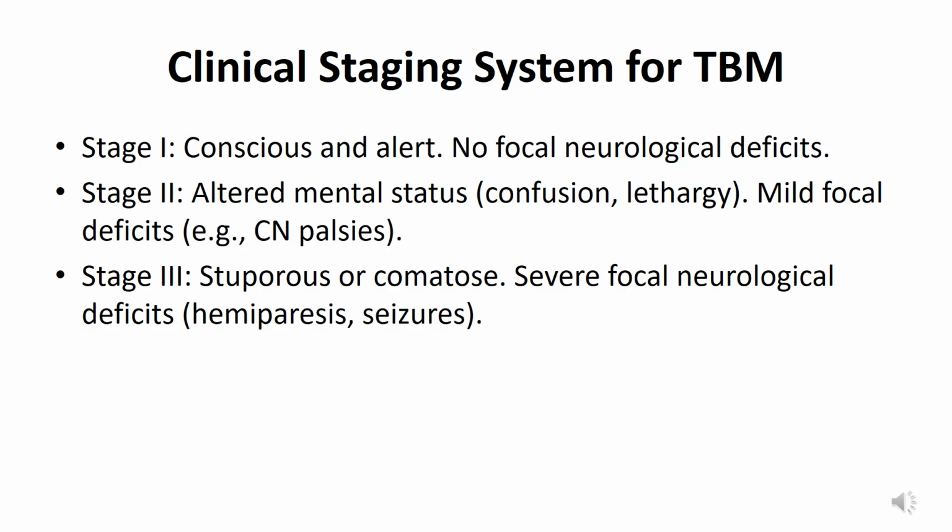In summary, Stage 1 patients are conscious and neurologically intact. Stage 2 patients develop altered mental status and mild focal deficits such as cranial nerve palsies. Stage 3 patients are stuporous or comatose and often have severe neurological deficits, including hemiparesis and seizures. Understanding these stages is essential for assessing severity and guiding clinical management.